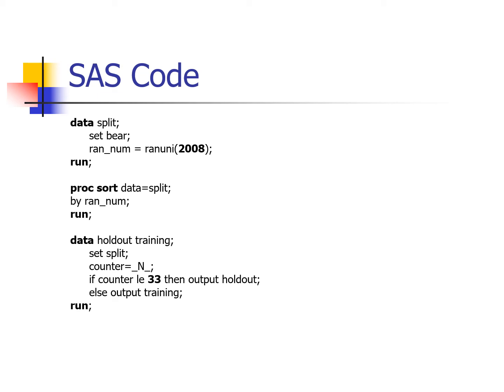How do I do that? Well, this is just one of many ways, but it's a pretty easy way. First I use ran_uni. The ran_uni function generates a random number between 0 and 1. That 2008 is referred to as a seed. I'm sure the great Professor Rieger has talked to you about seeds. A seed is basically something you put in the randomization mechanism so that every time you run it with the same seed, you'll always get the same results.